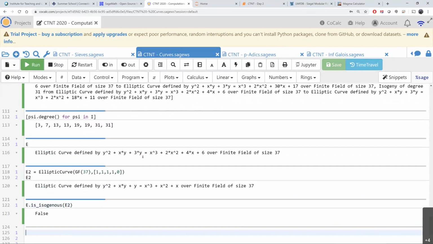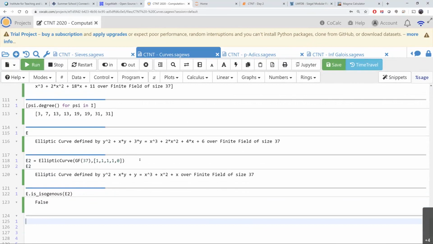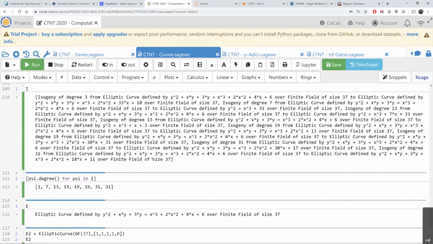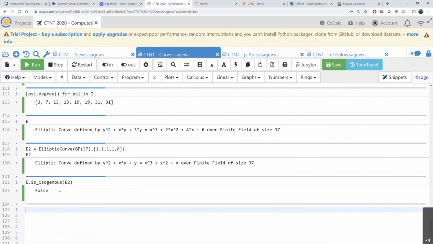I believe here I found all the isogenies before, so those are the isogenies of prime degree. Then you can do composition of those isogenies and find all the isogenies, by the way. But given that, I could have found an elliptic curve that is isogenous to E. And if I do E is isogenous, I believe it will actually report back what the isogeny is as well. Good question. Thank you.